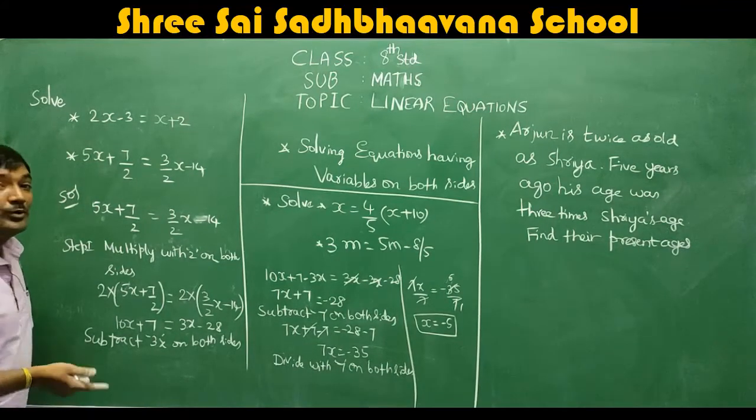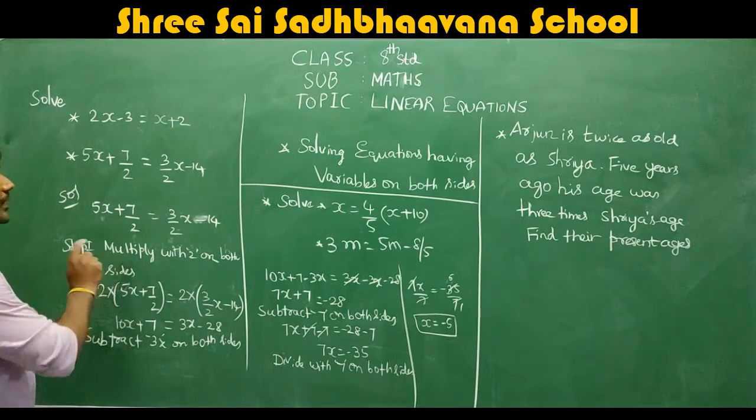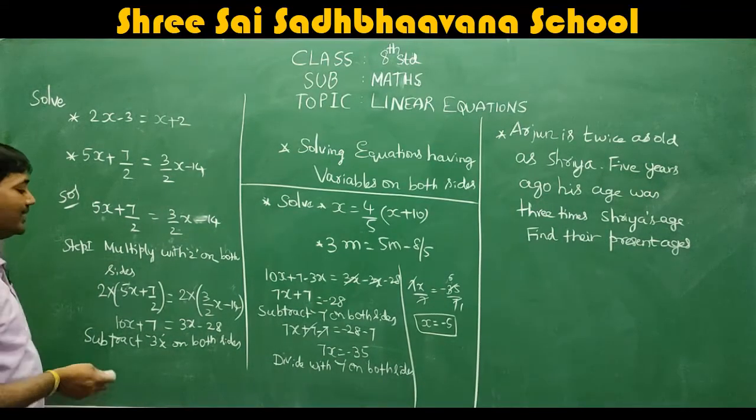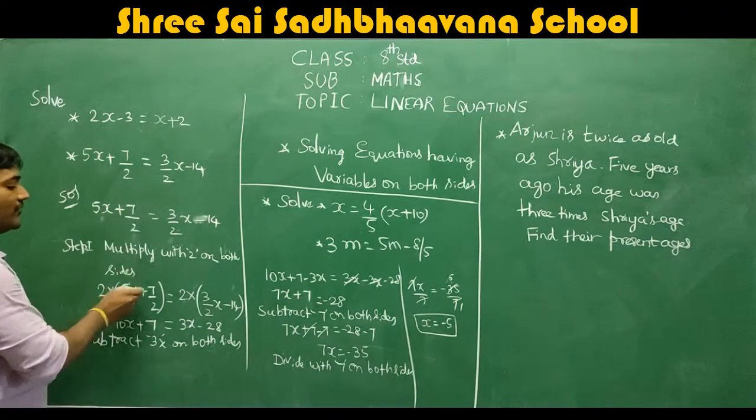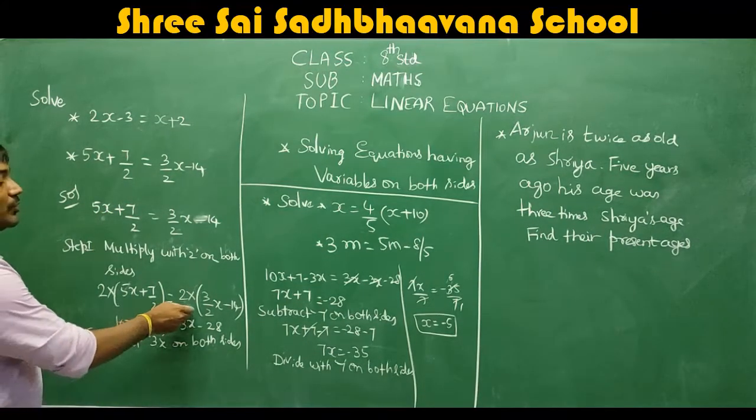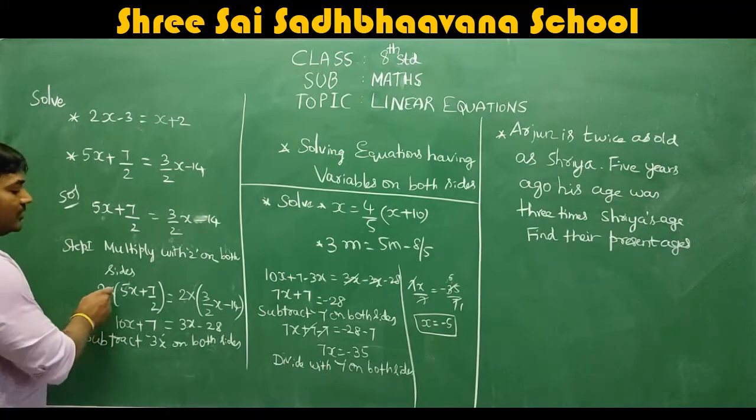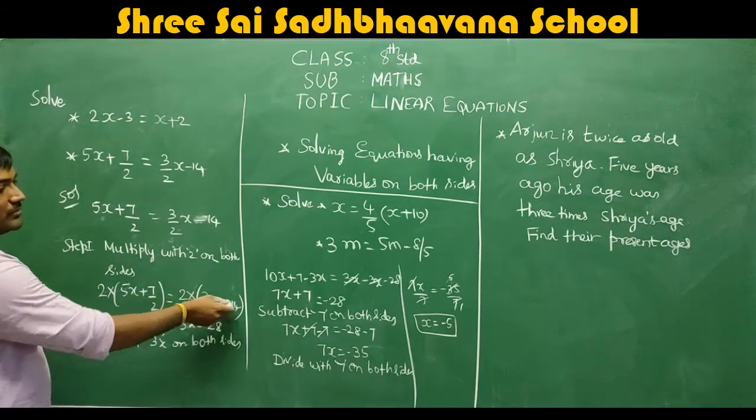So how to eliminate 2 which is in the denominator? For that I'm just multiplying with 2 on both the sides. When I multiply, it becomes 2 into (5x plus 7) by 2, which is equal to 2 into (3 by 2)x minus 14. Whenever you multiply, obviously this 2 belongs to both the terms.